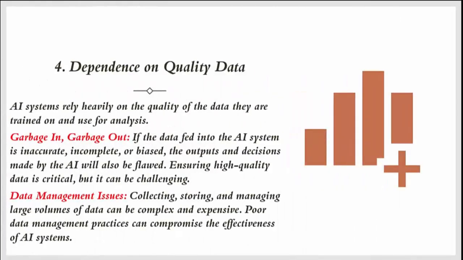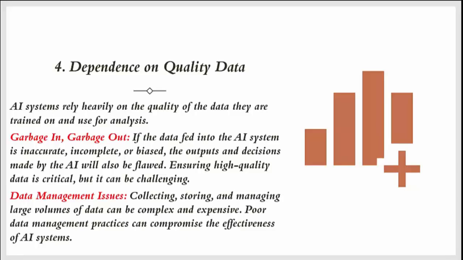4. Dependence on quality data. AI systems rely heavily on the quality of the data they are trained on and use for analysis. Garbage in, garbage out. If the data fed into the AI system is inaccurate, incomplete, or biased, the outputs and decisions made by the AI will also be flawed. Ensuring high-quality data is critical, but it can be challenging.